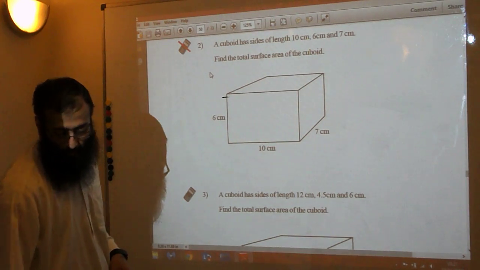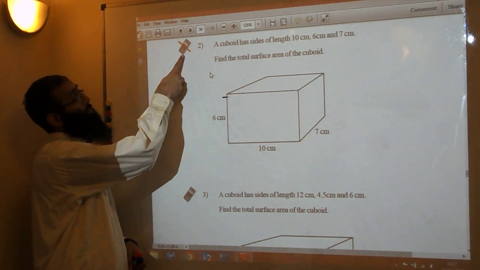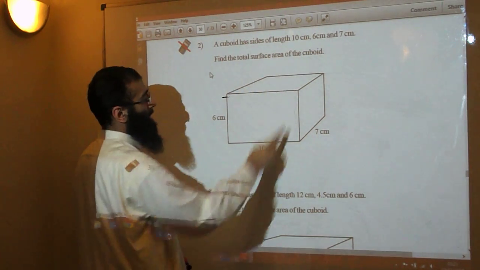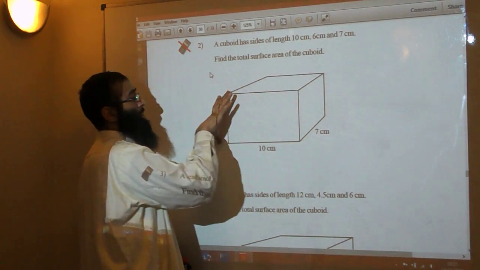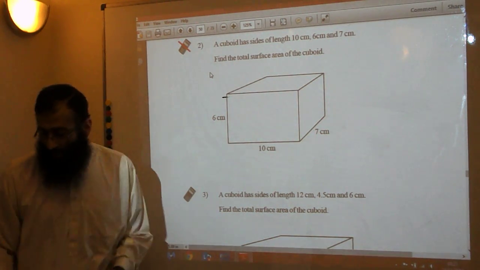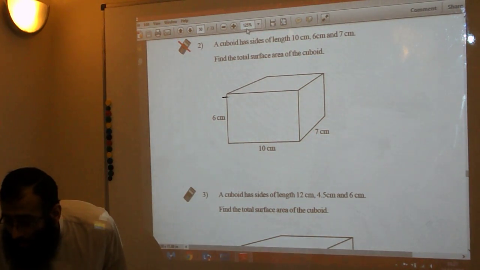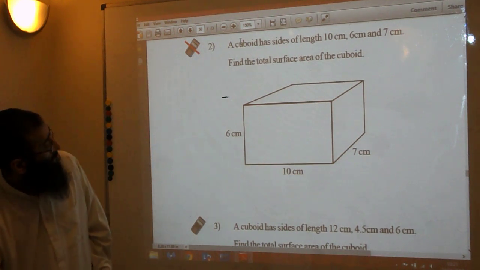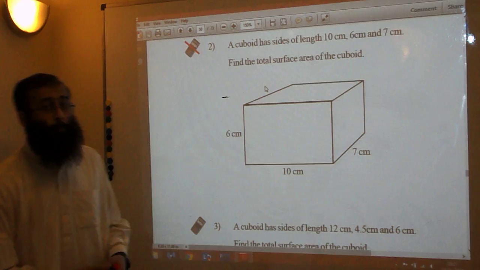Okay, so this is an uncalculated question for this particular one. Nice simple numbers. A cuboid of sides of length 10, 6 and 7. Find the total surface area of the cuboid. Okay, let's see if we can enlarge this a bit to make it look a bit nicer. Okay, that's looking lovely.